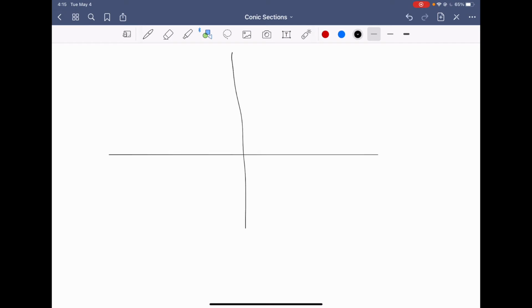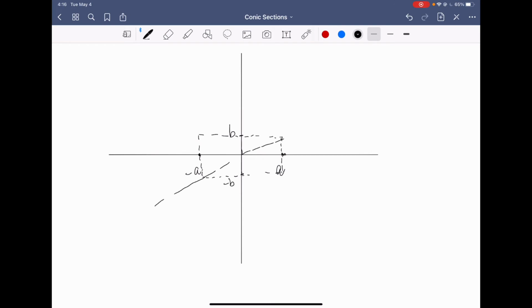So here is our axis. If we have an a value over here, we need negative a on the opposite side, the same distance. And we have b, so that will be negative b. If we draw a box-like thing, a rectangle around a and b, then we have two asymptotes over here for the hyperbola. It's not very straight. I apologize for that because I don't have a dashed line tool.